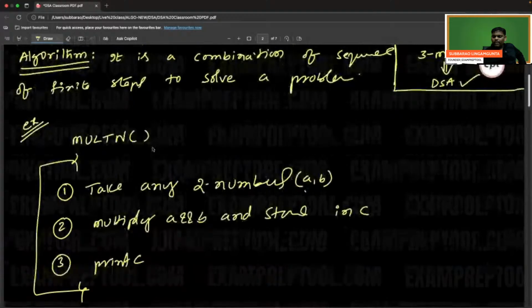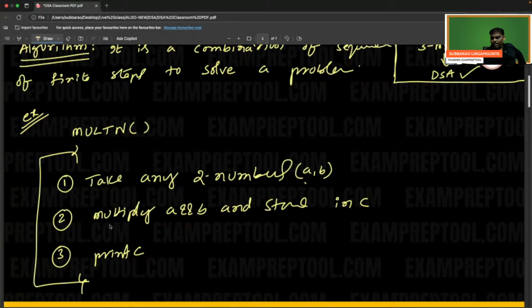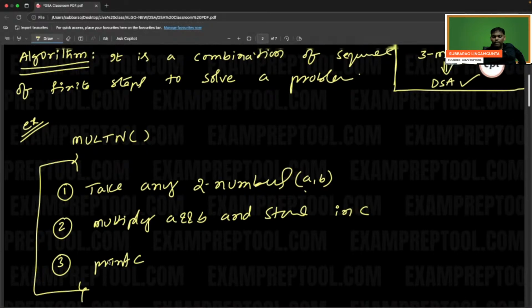So I wrote one program, or one algorithm. Multiplication of 2 numbers, that is the program name. First step is take any 2 numbers, A and B. Second step is multiply A and B, store in C. Third step is print C. So I wrote the definition. I have to give one example, I gave. Can you see this? Carefully observe.